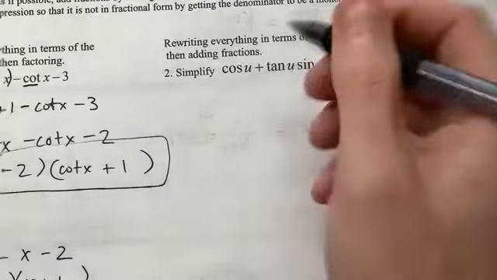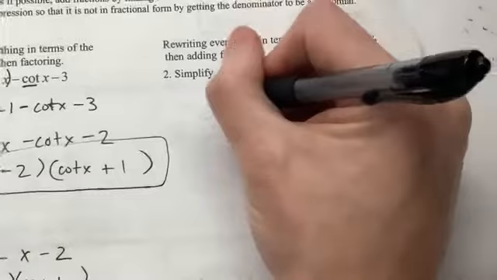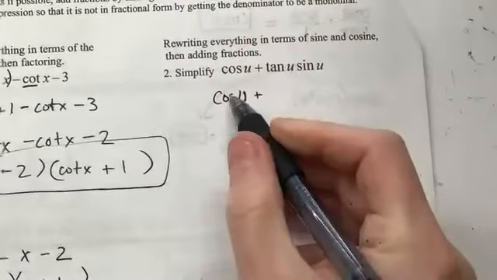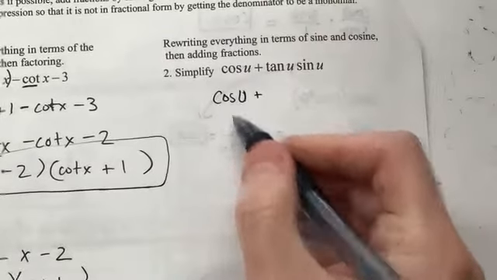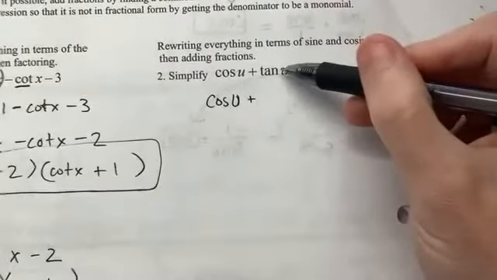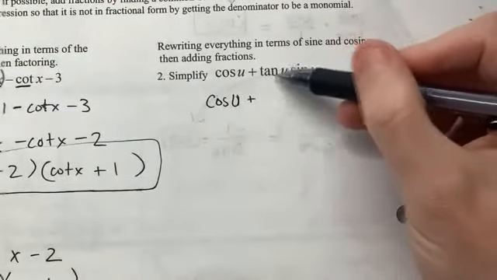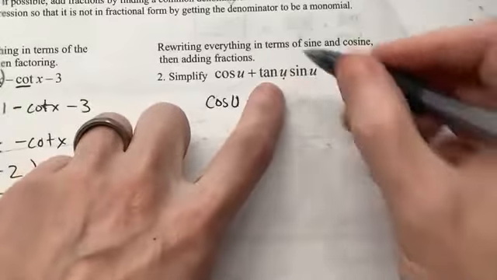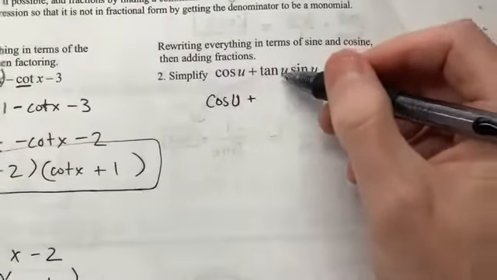So what I'm going to do is probably just keep the first one as cosine of u. You could change cosine into like 1 over the secant, but we'll just leave it like that for now. But I want to change this into tangent. I want to change the tangent into sine over cosine so that I can combine it with this sine. So tangent is always the sine over the cosine.